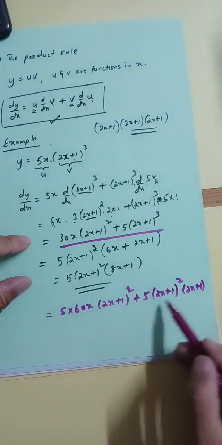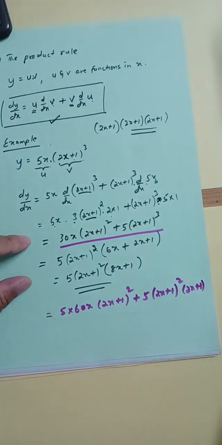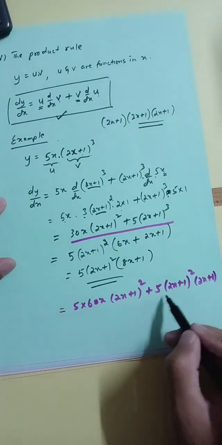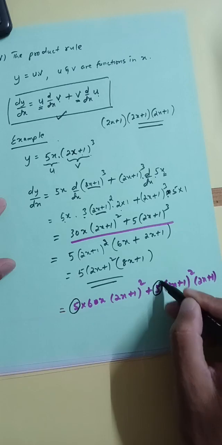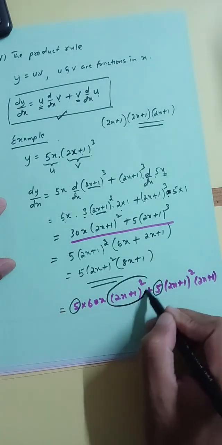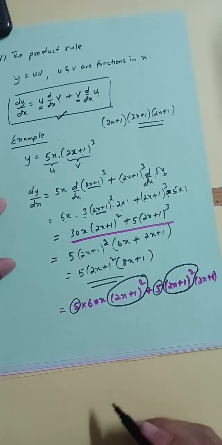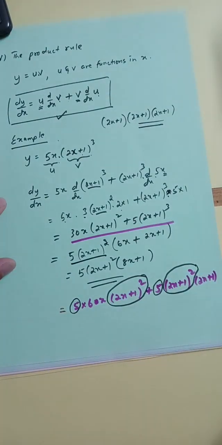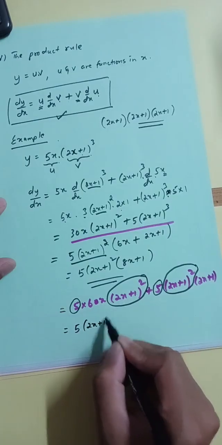But why did I take this one separately? Because when we take common, we take the common factor out. So 5 common, and 2x plus 1 whole square common, which is exactly what I did.